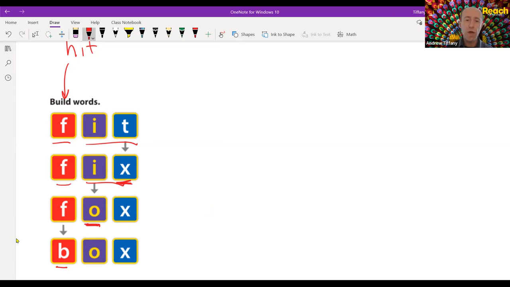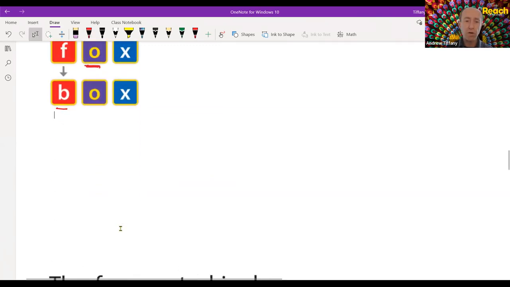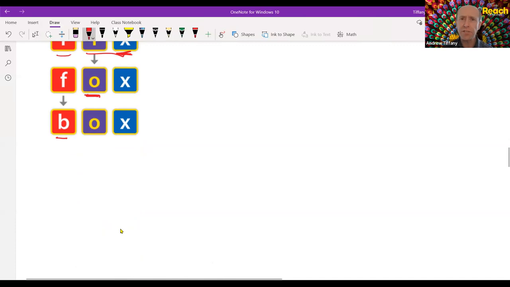Now, can you help me make some more words? What should we change? Should we change the B or the O or the X? And what should we change it to? Let's see. What do you think? Any ideas? I've got an idea. Let me show you. I'm going to change this one to a G, so then we would have this. Now, what's this word? O-G sounds like og. Yeah, og. Very good. So then we go og, bog.